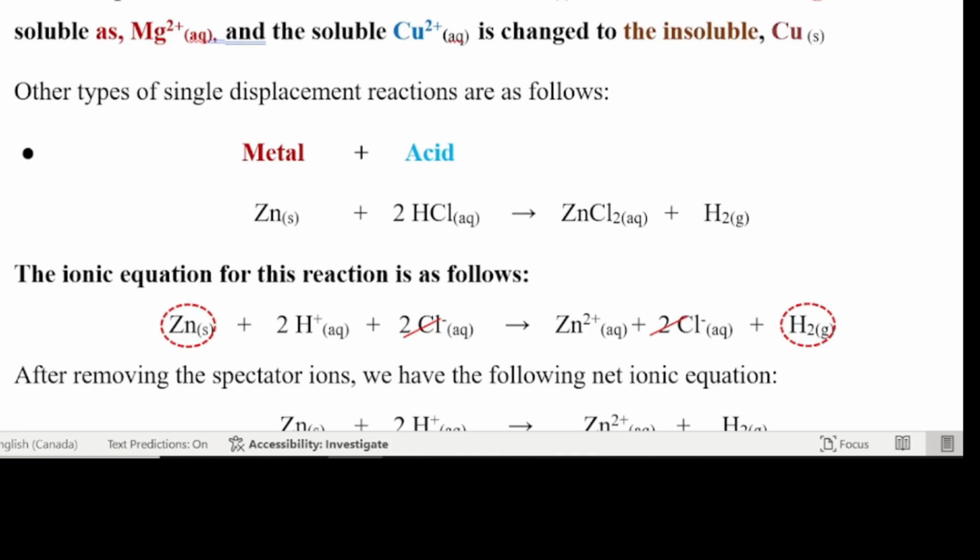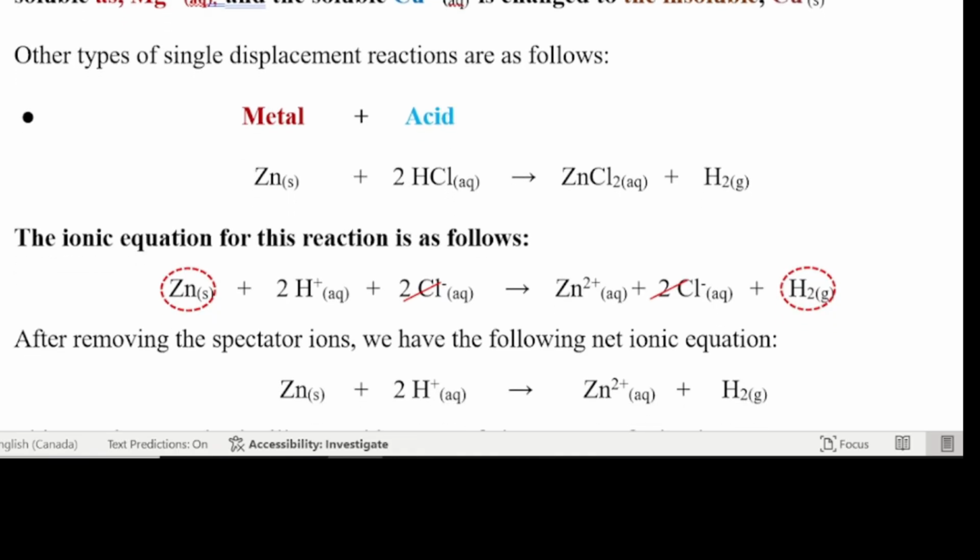Make your ionic equation. Again, leave the elements as they are. So we leave that molecule there and we leave this element there. We haven't seen any precipitate yet. And this, of course, breaks down into 2 hydrogen ions and 2 chloride ions. Inspect to see what is the common ion. You see chloride ions are common here on both sides. So you remove that, and this is your net ionic equation there.